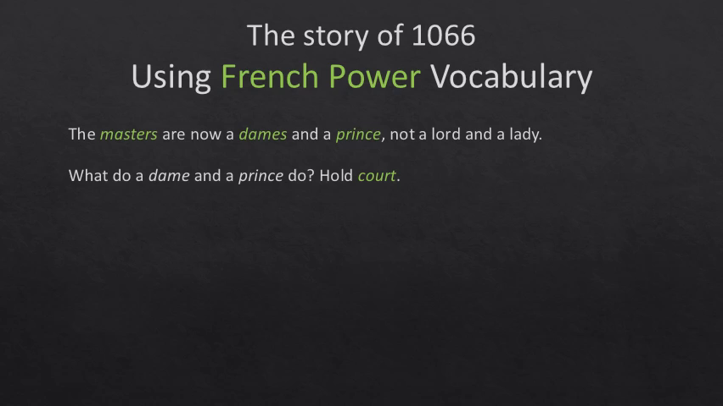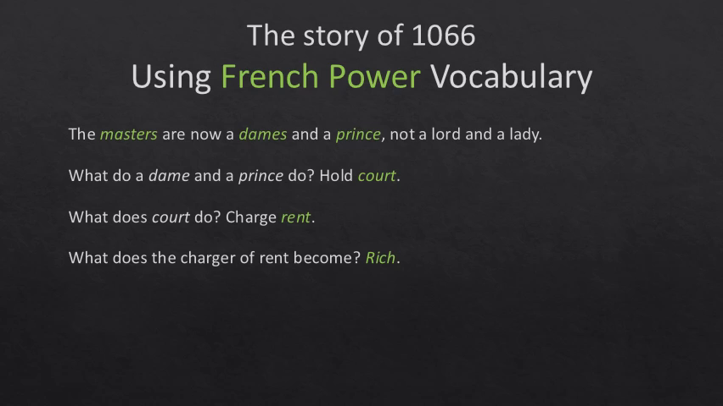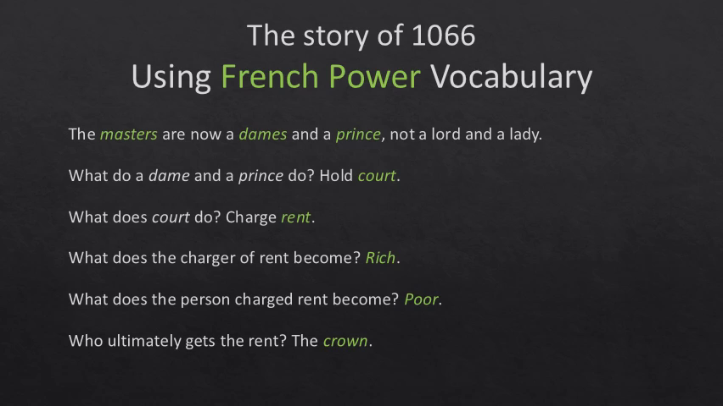What do a dame and a prince do? They hold court. What does a court do? Charges rent. What does the charger of the rent become? Rich. What does the person charged rent become? Poor. Who ultimately gets all that rent? The crown. What does the crown wear? Purple. The language of power comes from the language in power. Woof!